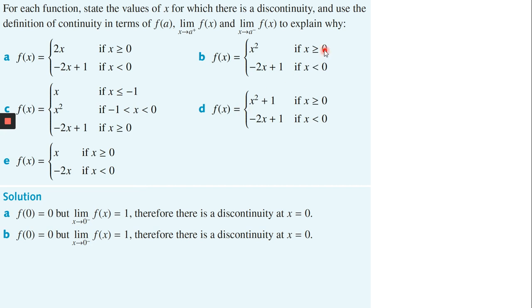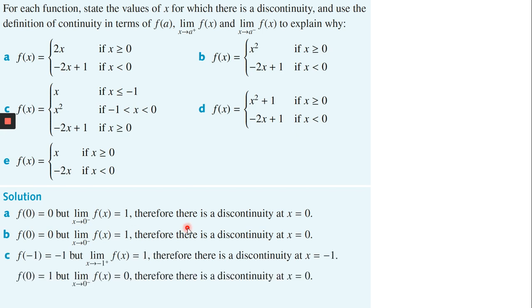B, so again, greater than or equal to 0, less than or equal to 0. So we've got to check 0. If x is 0, that's 0. If x is 0, that's 1. So it's discontinuity. This one here, less than or equal to 1, from 1 to 0, and greater than 0.